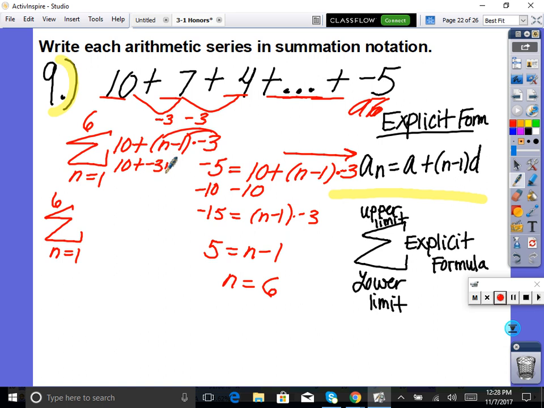So we'd have 10 plus negative 3n plus 3. Then reorder it in the linear format: negative 3n plus 13. How do I know if my answer is right? Because I could plug in 1, see if I get 10. Plug in 2, see if I get 7. Plug in 3, see if I get 4. Plug in 6 and see if I get negative 5.